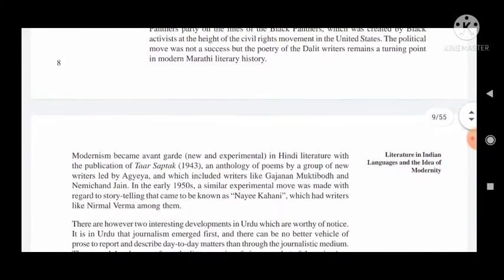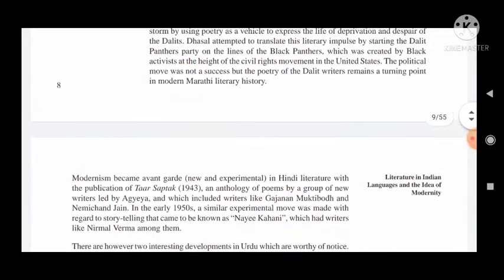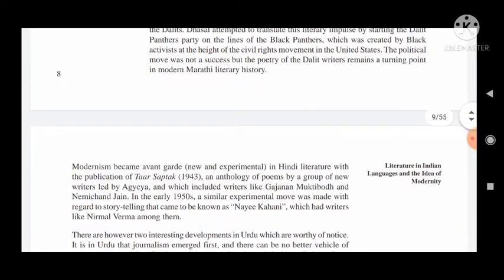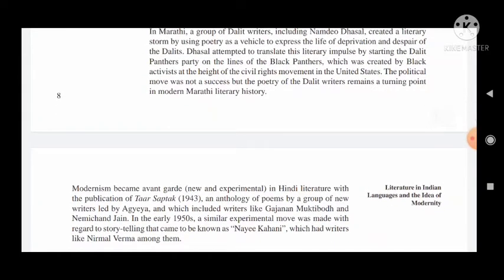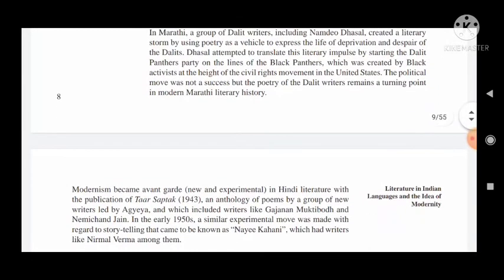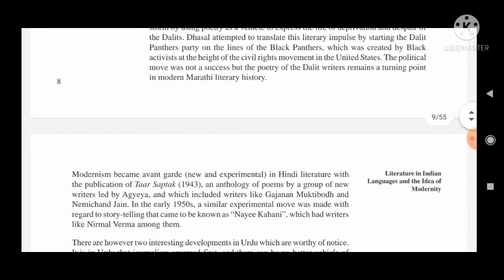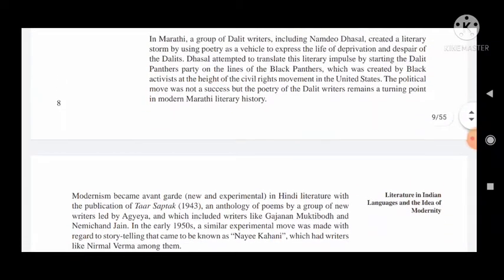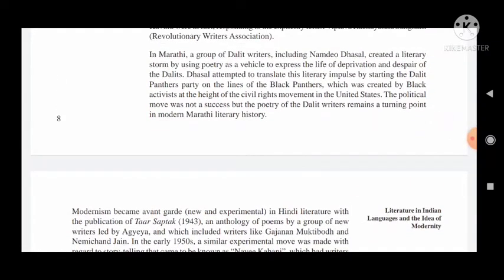The political move was not a success, but the poetry of the Dalit writers remains a turning point in modern Marathi literary history. Who was the Marathi writer? As a Dalit writer, the name was Namdev Dhasal.